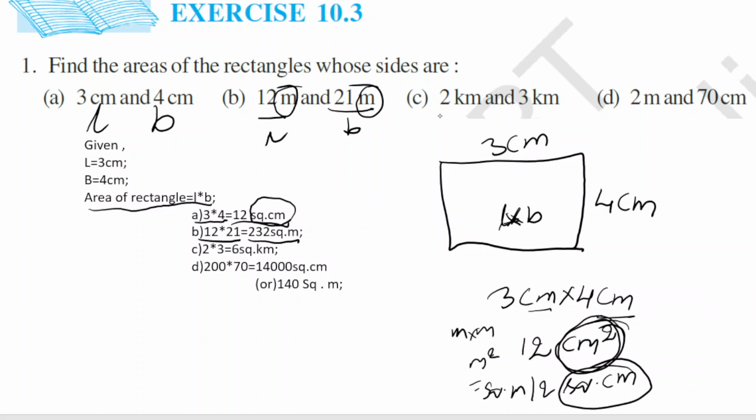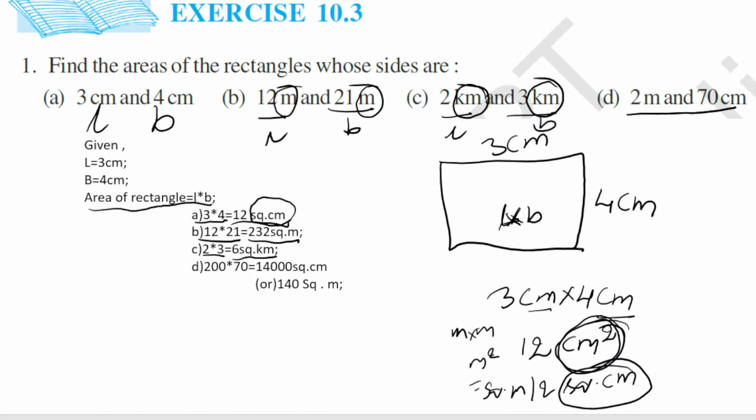And here the length is given as 2 kilometers and breadth is given as 3 kilometers, and area of the rectangle is length into breadth, that is equal to 2 into 3, that is equal to 6 square kilometers because the measurement is given in kilometers. So we have written 6 square kilometers.